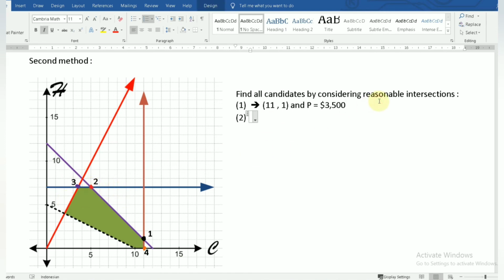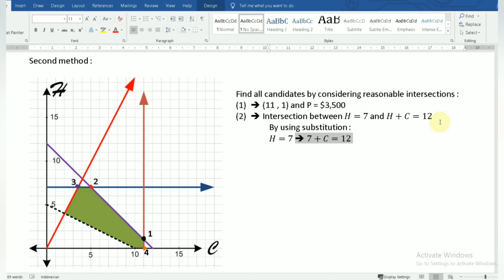Number two, what is the pair of number two? Of course, we need to find it by solving the system. This is the intersection between the horizontal blue line and the purple. So you have to remember the equations. The horizontal blue line is h equals 7. And the purple one is h plus c equals 12. For the intersection between these two, I will use substitution. So yeah, the h must be 7. By substituting it into the second equation, I will have c equals 5. So the pair of the second candidate is 5 comma 7.